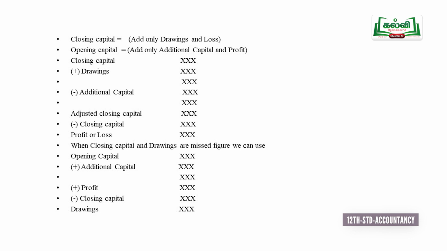In case of a closing capital, we have to add only drawings and loss. This is not given in your textbook. This is the one memory technique we can use easily in order to find out the missing information. So, keep that in mind. In case of a closing capital, add only drawings and loss. In case of an opening capital, add additional capital and profit. All other items should be deducted.